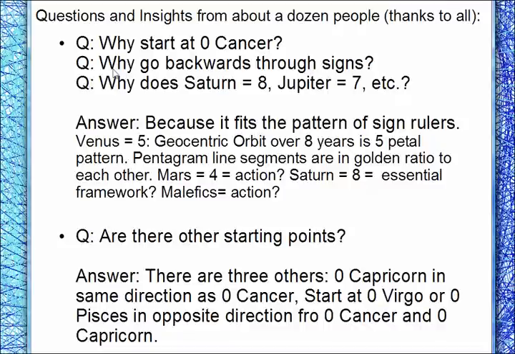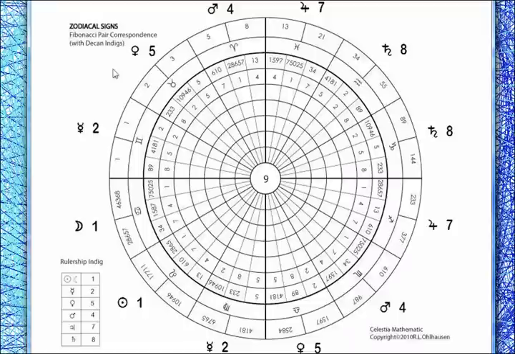Why are we starting at 0 Cancer? What's so special about 0 Cancer? Why are we going backwards through the signs? And why are we associating 8 with Saturn and 7 with Jupiter? What's the answer? What do you think the answer is?